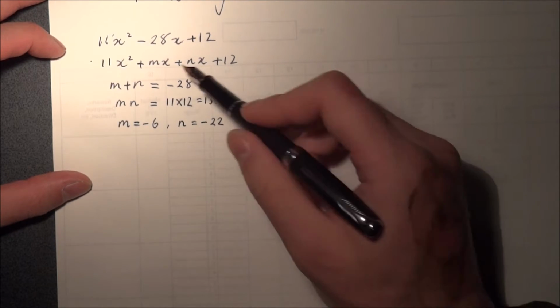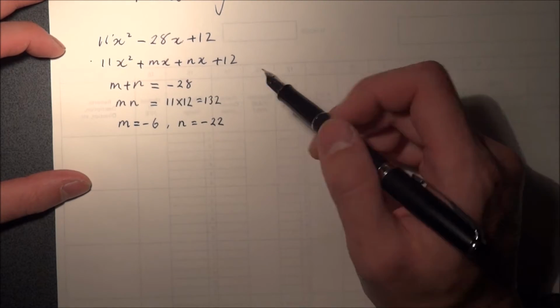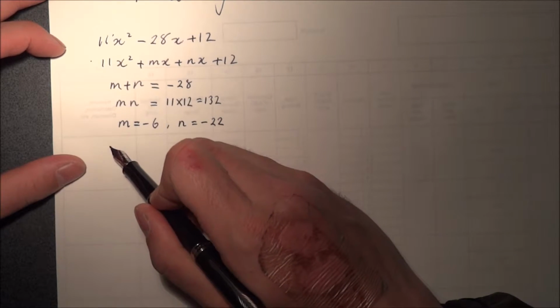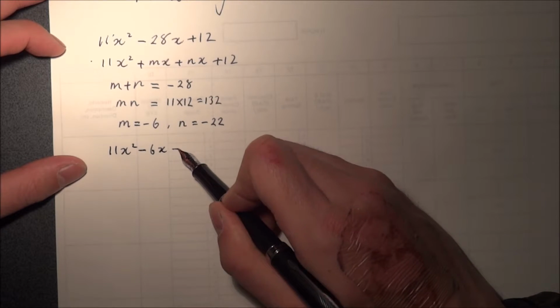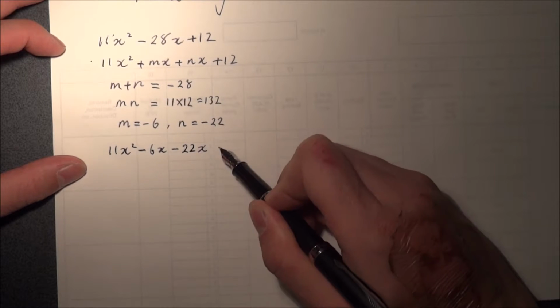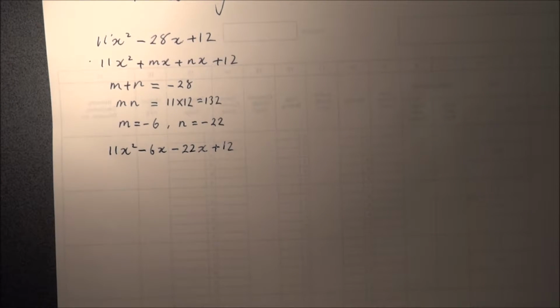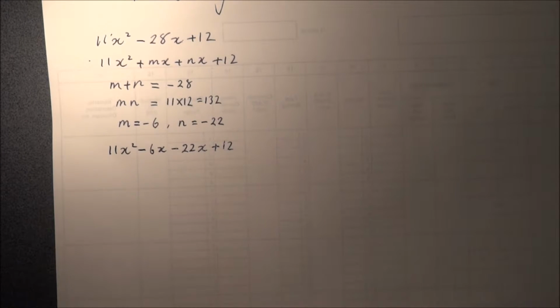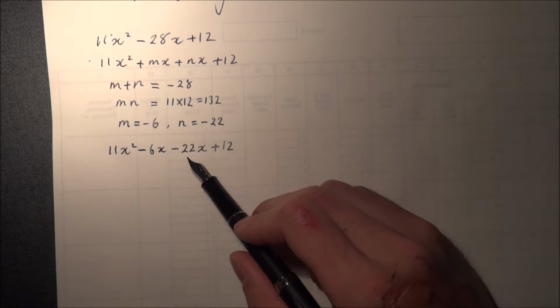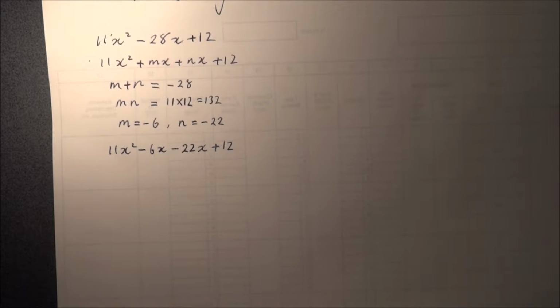We substitute the two numbers back into the original expression. So 11x squared minus 6x minus 22x plus 12. Well, problem. The only common factor here is x, and the common factor here is 2. Well, that's not very helpful, isn't it? Because we can't factorize very far.